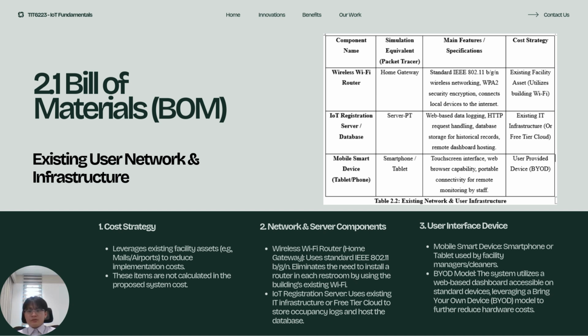So in addition to the prototype hardware, we must consider the network environment. Table 2.2 shows the existing network and user infrastructure. In real-world scenarios like shopping malls or airports, this infrastructure is usually already in place. Therefore, these items are counted as existing assets rather than purchased items for our project.